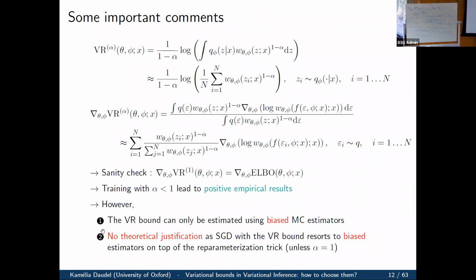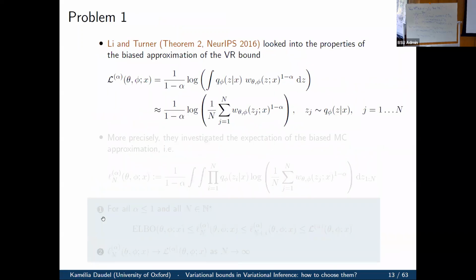So, okay, I said there are two problems. Lee and Turner were aware of those problems, right? They didn't just dismiss it in their paper, saying oh, it's biased, it's fine. And in particular, they said something about the first problem, which I'm going to try to summarize in a few words. So they said, okay, we need to look into the properties of the biased approximation of the VR bound.